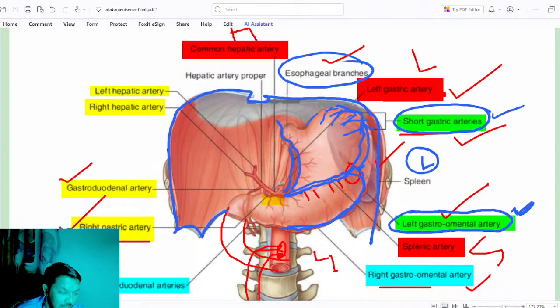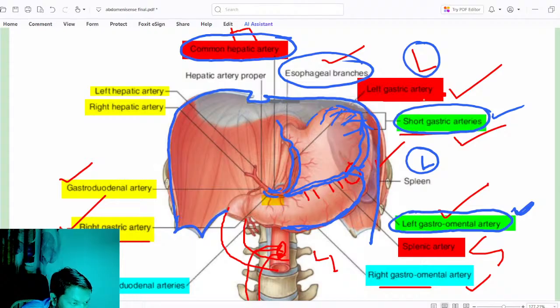Now the remaining one, the common hepatic. Why common hepatic? Because initially when it arises from the celiac trunk, it is not divided into right or left. That's why it is common. The common hepatic artery gives the branch right gastric artery. Before, we got the left gastric artery, which is a direct branch of the celiac trunk, and the right gastric artery is a branch of the common hepatic artery.